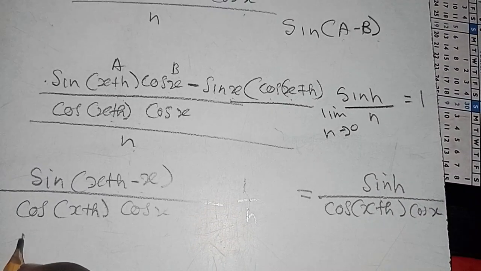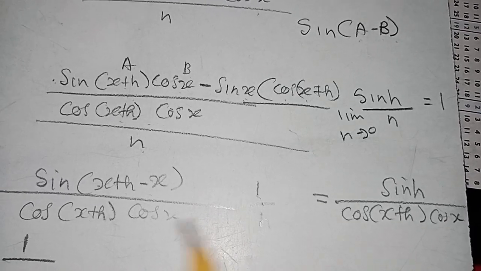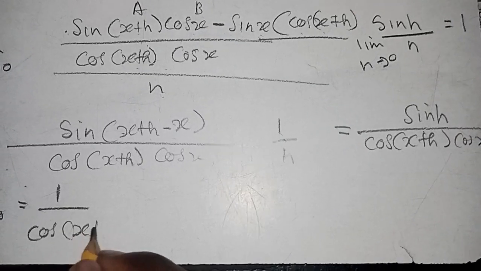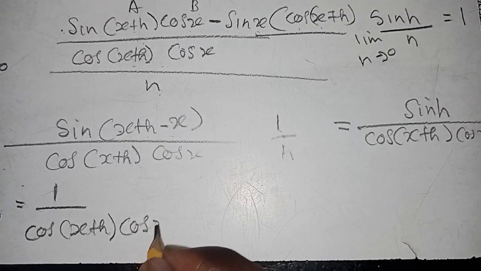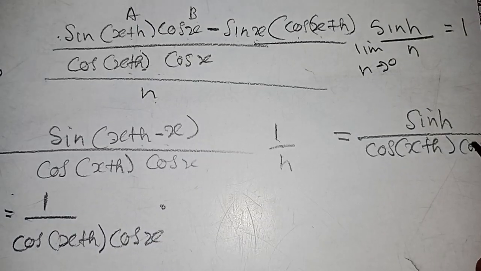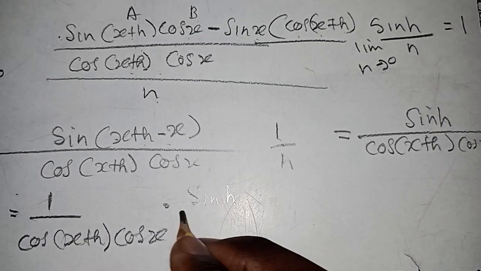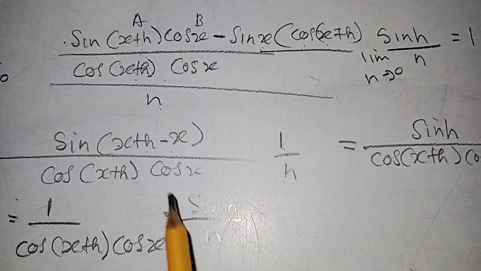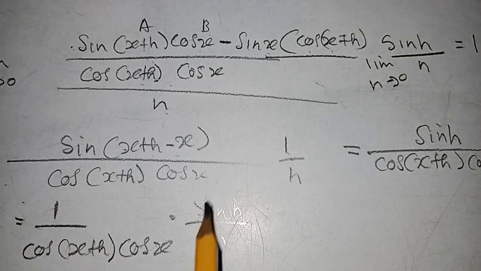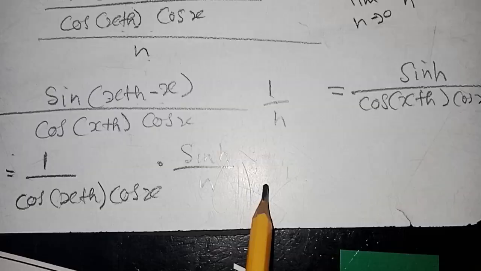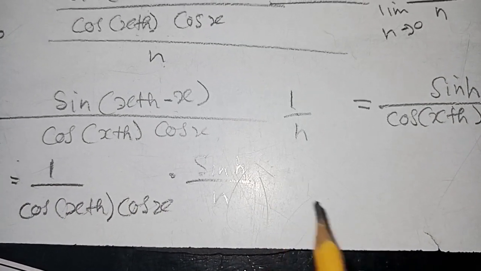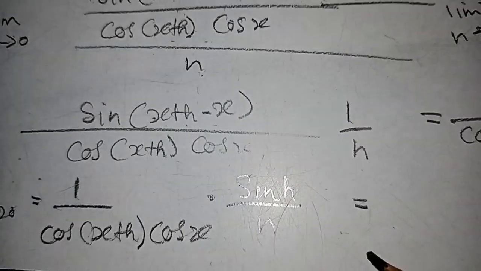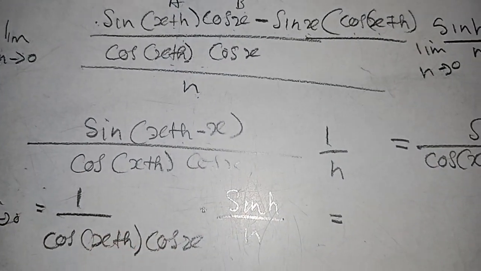So we'll have 1 over cos(x plus h) cos x multiplied with sine h over h. This h here is what has multiplied with the denominator here. We're multiplying everything in the denominator and everything in the numerator. We know that this is 1. So 1 times everything that is here is just going to give us this.